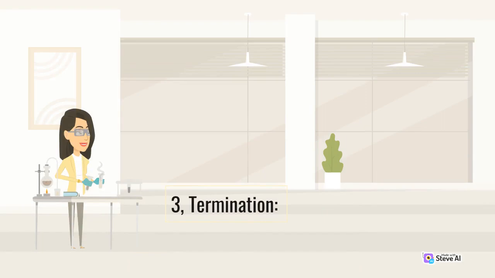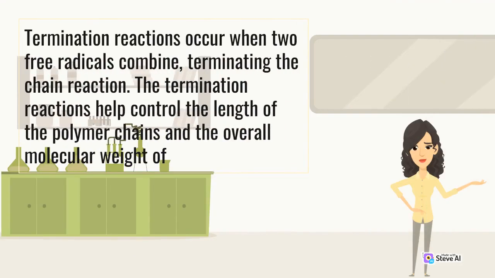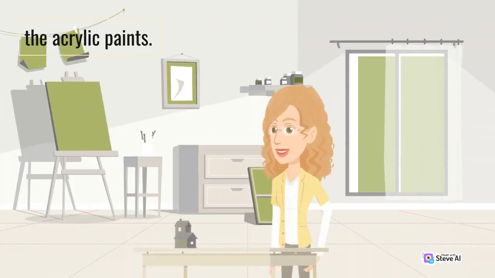3. Termination. Termination reactions occur when two free radicals combine, terminating the chain reaction. The termination reactions help control the length of the polymer chains and the overall molecular weight of the acrylic paints.